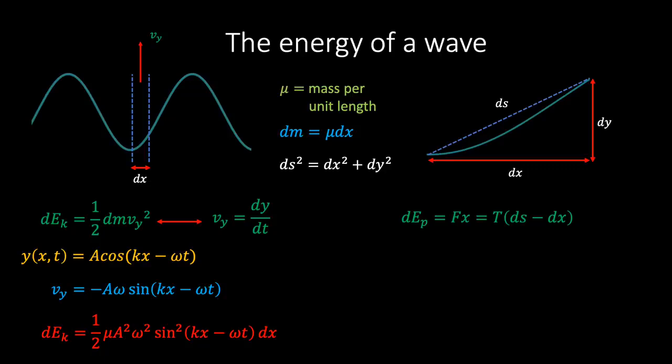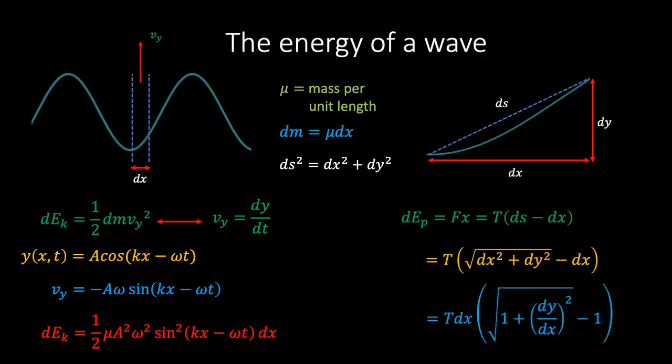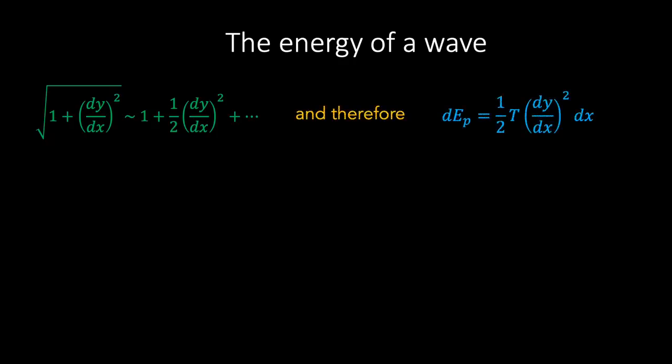We can write this rather more suggestively as T times the square root of dx squared plus dy squared, minus dx. And then if we take out a factor of dx from inside the square root, we finally arrive at the following blue expression. Because we are dealing with a small segment of rope, we can perform a binomial expansion on the square root and approximate it as 1 plus half times (dy by dx) all squared. If we do this, we see that the 1's cancel, and we can write the potential energy of our segment as half times T times (dy by dx) all squared times dx.